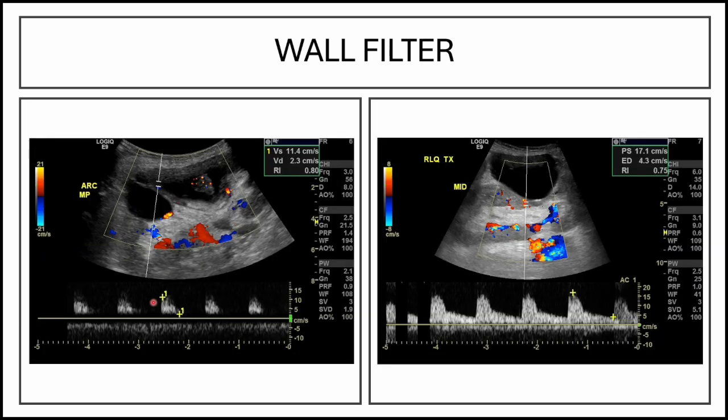Here's an example of a resistive index that was done within the kidney, and you can see that the resistive index looks like it's really high here, but that's because the wall filter, which is this WF setting right here, was set too high and therefore was getting rid of real diastolic flow. And so when we repeated the same image and decreased our wall filter, you can see that that low velocity amplitude was now included and allowed us to get a more accurate resistive index.